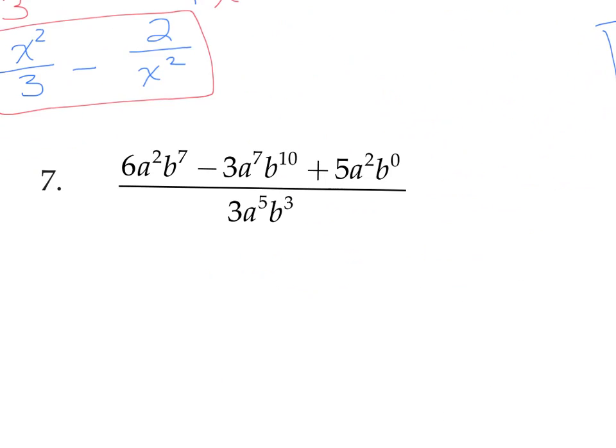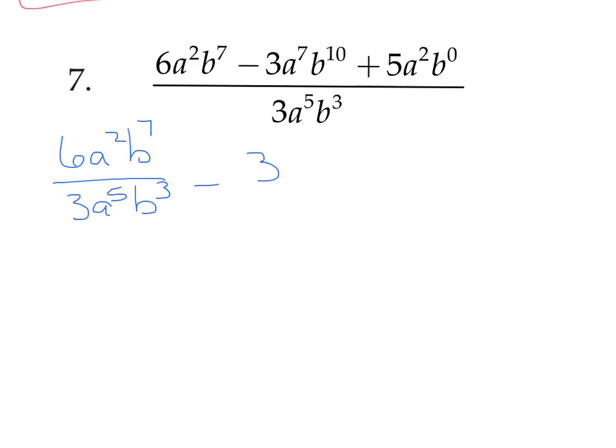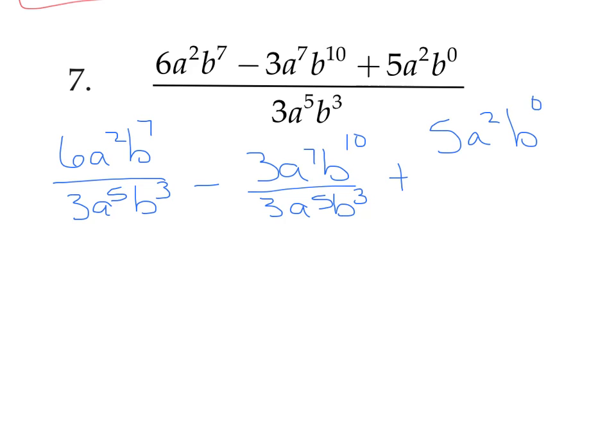All right, let's go to number 7. Got another trinomial here. These are just getting more complicated the further you go down the page. So let's write 3 fractions. 6a squared b to the 7 over 3a to the 5th b cubed minus 3a7 b10 over 3a to the 5th b cubed plus 5a squared b to the 0 over 3a to the 5th b cubed. Now we're going to start reducing.